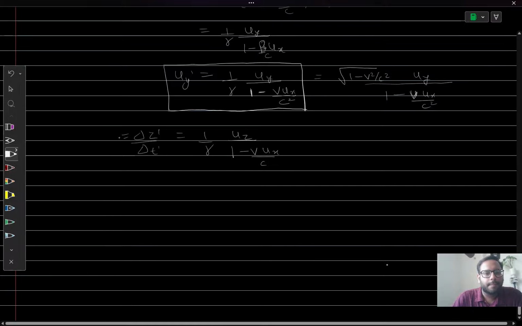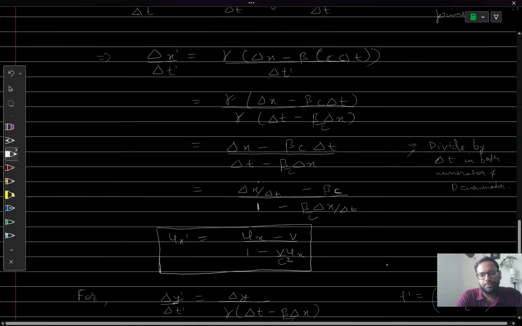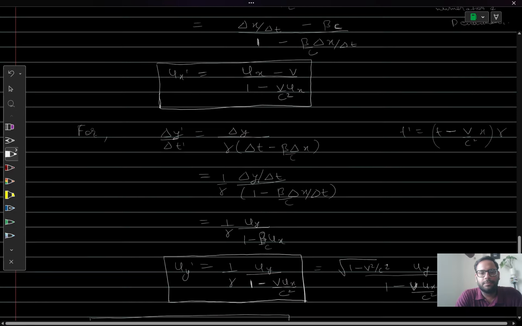Let me write this like u z prime, and this will be the equation. Again, here there should be a square. So these are my velocity addition rules in the Lorentz frame.